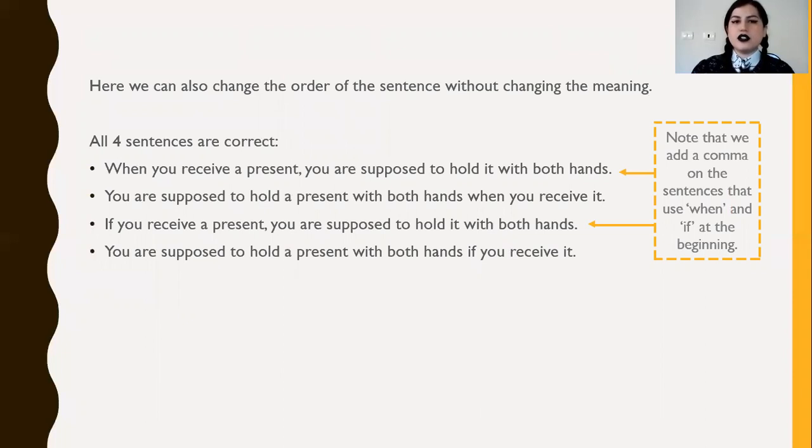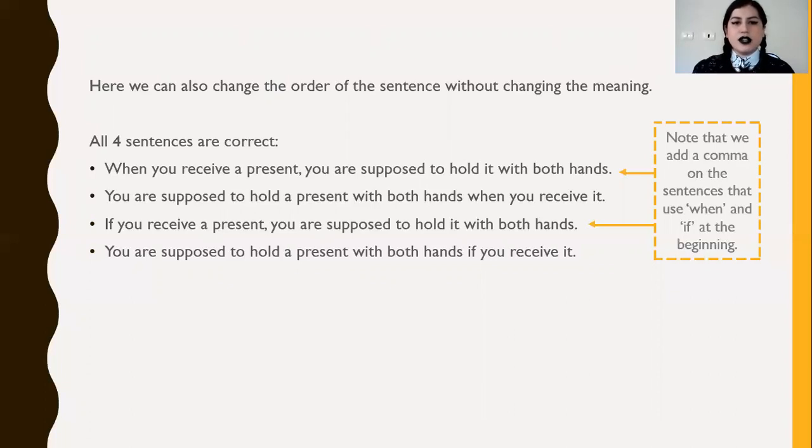And here we can also change the order of the sentence without a change in the meaning. For example, you can say, when you receive a present, you are supposed to hold it with both hands. But you can also say, you are supposed to hold the present with both hands when you receive it. And both are correct. Just remember that when we have when or if at the beginning of the sentence, you use a comma to separate the two parts of the sentence. Okay? And when we have it in the middle of the sentence, then you don't need to add a comma.